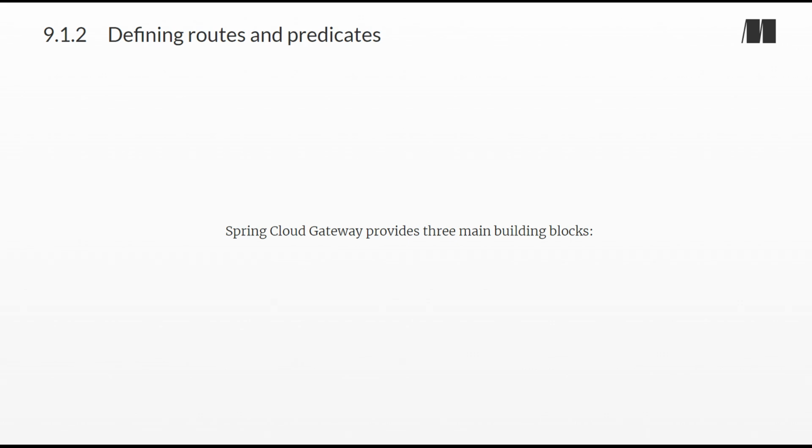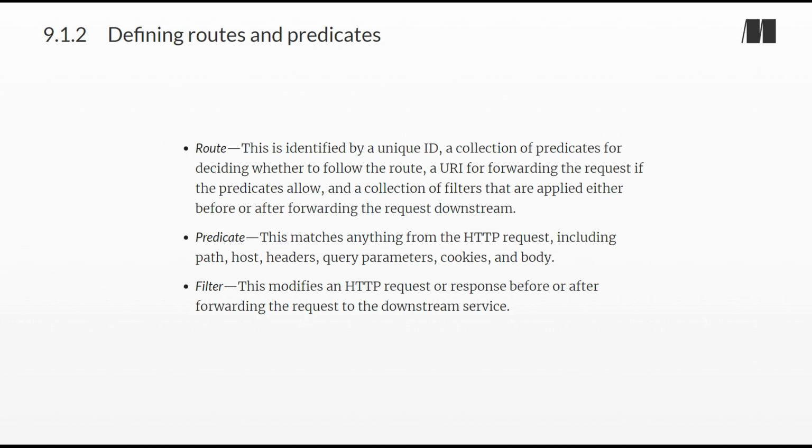Spring Cloud Gateway provides 3 main building blocks. Route. This is identified by a unique ID, a collection of predicates for deciding whether to follow the route, a URI for forwarding the request if the predicates allow, and a collection of filters that are applied either before or after forwarding the request downstream. Predicate. This matches anything from the HTTP request including path, host, headers, query parameters, cookies, and body. Filter. This modifies an HTTP request or response before or after forwarding the request to the downstream service.